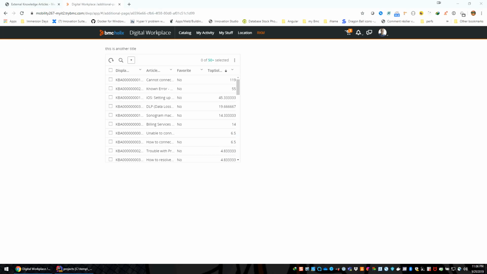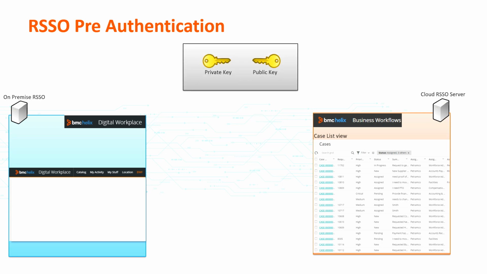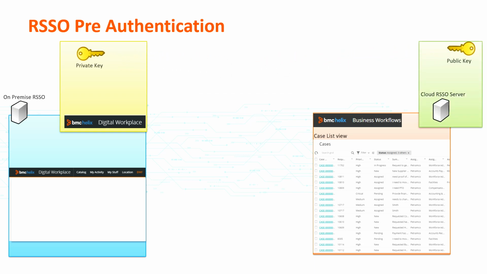So let's go back to the pre-authentication. During the pre-authentication configuration, I mentioned that you need to generate a certificate and you have a private key and public key. BMC support can provide to you a script that will help you generate this certificate and keys, but you cannot set the public key inside the Cloud Remedy single sign-on server because it's our server.